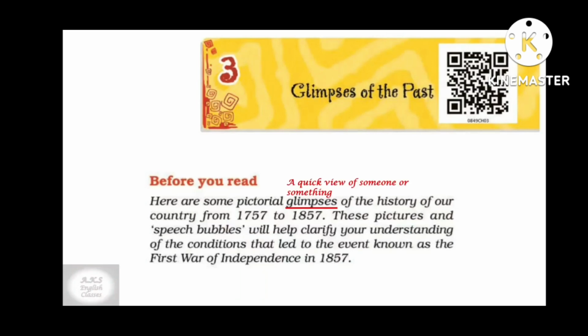Glimpses means a quick view of someone or something. Of the history of our country from 1757 to 1857. These pictures and speech bubbles will help you clarify your understanding of the conditions that led to the event known as First War of Independence in 1857. In this chapter, in the form of pictures and speech bubbles, meaning dialogue between people, the history of the country from 1757 to 1857 has been explained, which will help us understand what led to the first war of independence in 1857.